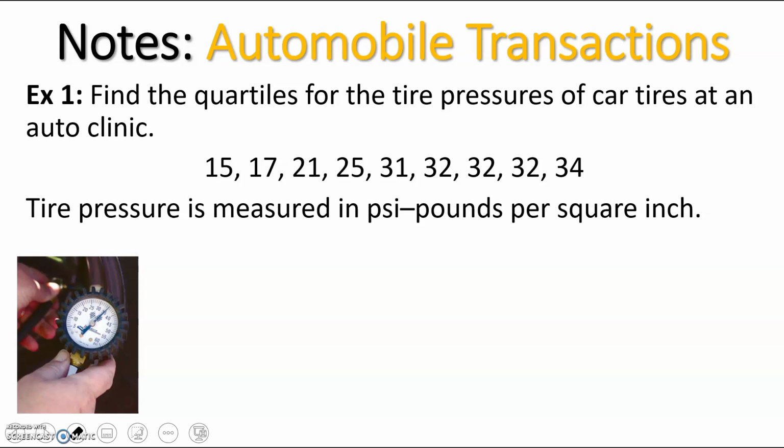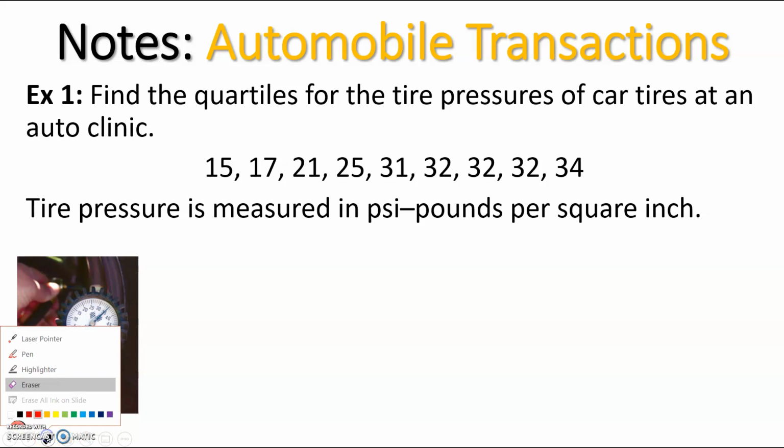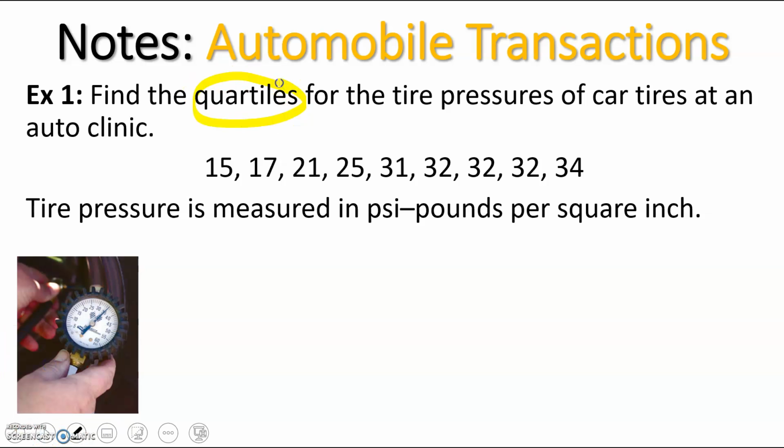There are generally manufacturer recommendations for how much pressure should be on your tires, generally around 30 to 34, depending on the tires. So you will note that here the 15 and 17 are really low pressure tires, meaning they came in with not a lot of air. Okay, so in order to find the quartiles, because that's what the problem is asking, we need to find the quartiles.